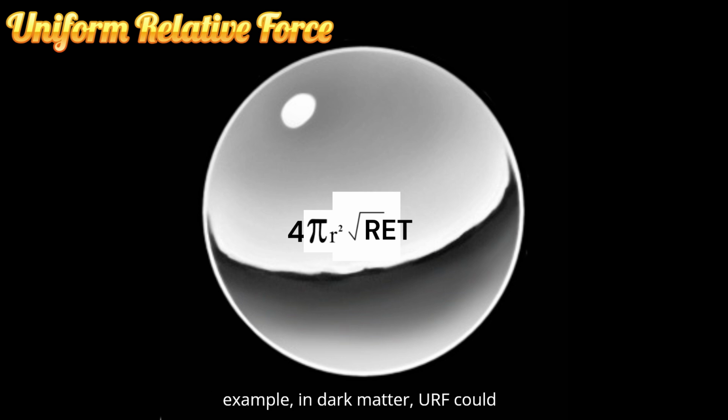For example, in dark matter, URF could explain its effect on cosmic structures and galaxies, despite it being undetectable through traditional means, i.e., electromagnetic radiation. Even though dark matter does not directly emit or reflect light, it still plays a crucial role in gravitational forces on the cosmic scale. In this way, URF provides a framework for understanding dark matter and spatial bodies as equivalents in the broader model of relative mass.